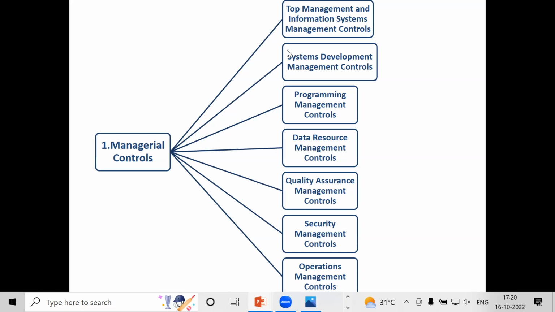Top management and information system management control is related to strategic decisions. So who are all the people allowed to form these strategies, visions, missions, etc.? Whether it is according to the approved procedure, that is the manager control.